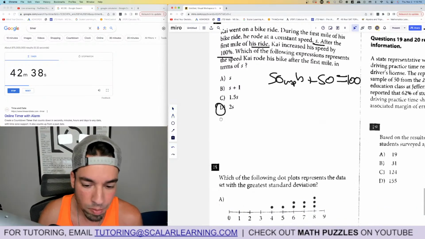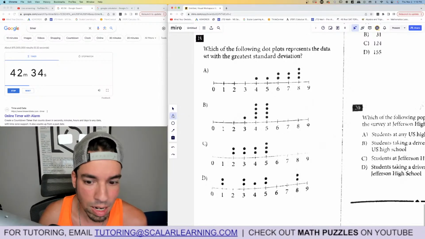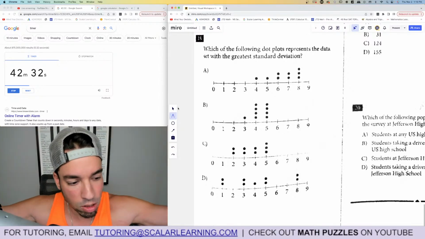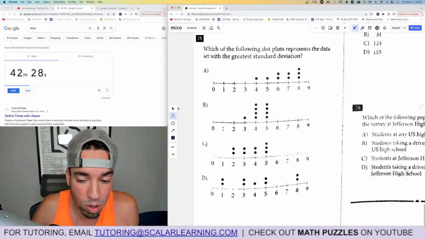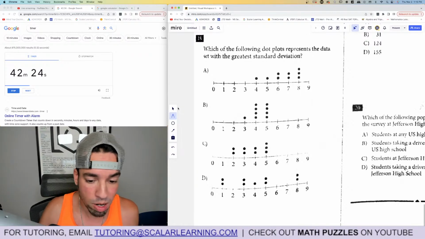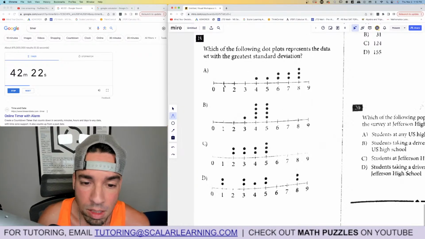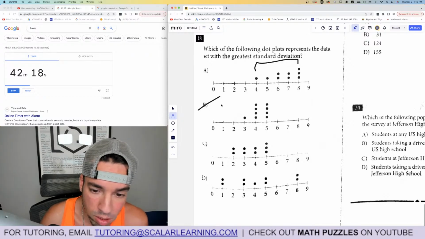All right, 18. Which of the following dot plots represents the data set with the greatest standard deviation? What do I always say about standard deviation? Don't have to know how to calculate it, but you just got to know roughly what it means. And what it means is the spread. So which data set looks the most spread out? To me, this has kind of a short range. You know, they're somewhat compact together. This has the lowest standard deviation for sure.